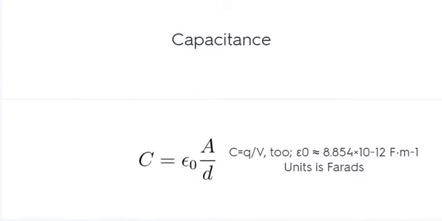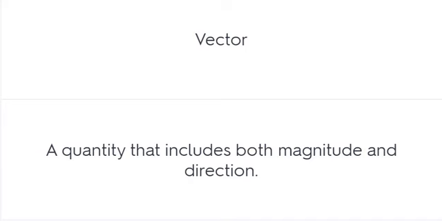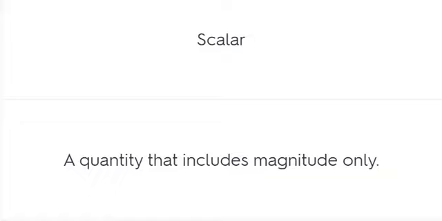Capacitance: C equals Q/V, equals ε0 A/d, where ε0 equals 8.854 x 10^-12 farads per meter; the unit is farads. Vector. Scalar. A quantity that includes magnitude.